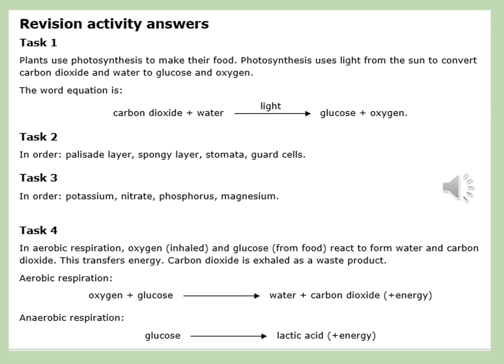For task 4, in aerobic respiration, oxygen is inhaled and glucose from the food react to form water and carbon dioxide. This transfers energy. Carbon dioxide is exhaled as a waste product. For aerobic respiration, oxygen and glucose make water and carbon dioxide, allowing energy to be transferred. Anaerobic respiration just uses glucose and lactic acid is produced, and again the energy is transferred.